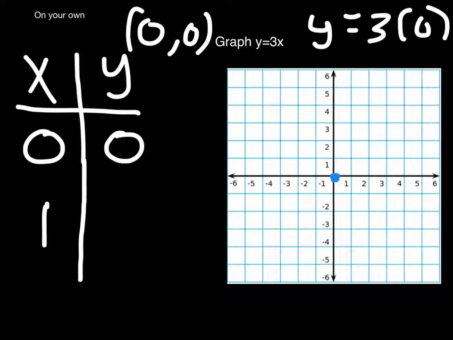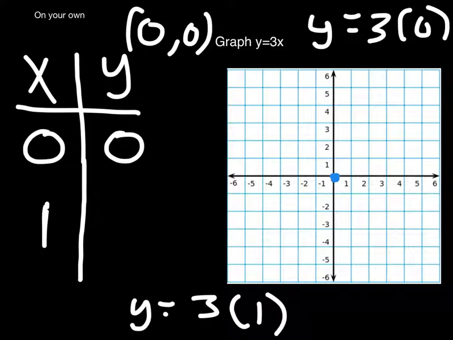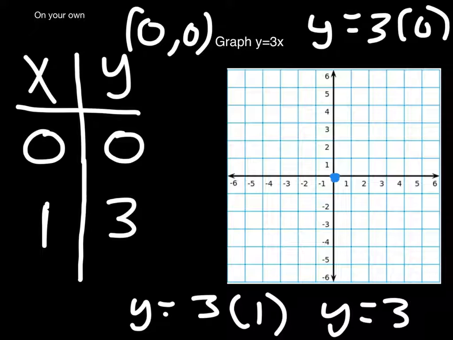So I put a 1 in my x column, and then I plug in 1 into my equation. And when I do that, I get y equals 3 times 1. Well, 3 times 1 is 3, so y equals 3. So whenever I have x in my equation, y is always going to equal 3. Now I have another point that I can graph, the point 1, 3.